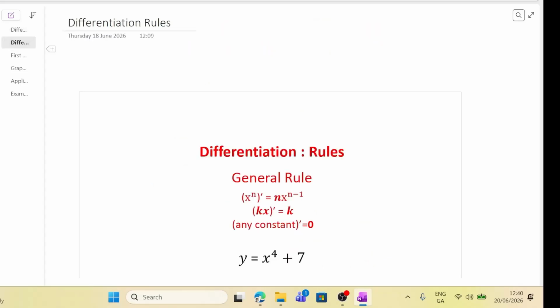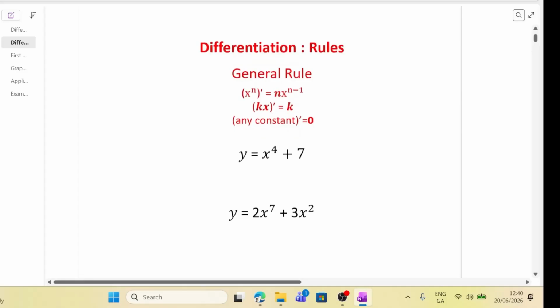So guys, the rules. How do we find the slope for any function? Well, there are rules that are called the general, product, quotient, and finally the chain rule. Let's start with the general rule. So to find the slope of the tangent for functions in the form x to the power of n, we basically move the power to the front and then we reduce the power by 1. So let's practice this rule now.